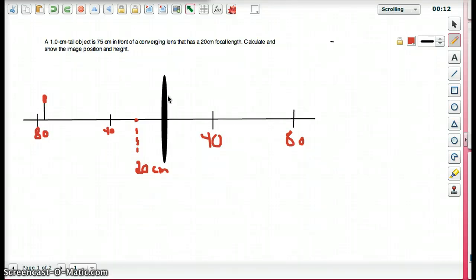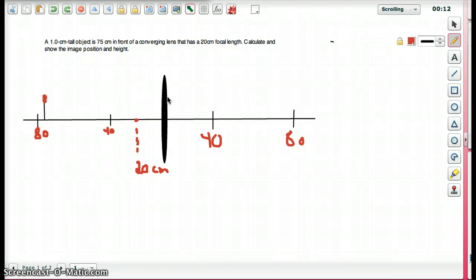So what I have on the screen is the problem. A 1 centimeter tall object is 75 centimeters in front of a converging lens that has a 20 centimeter focal length. Calculate and show the image position and height. So we're actually going to start out with the show part first.